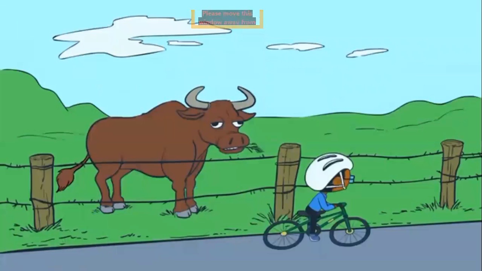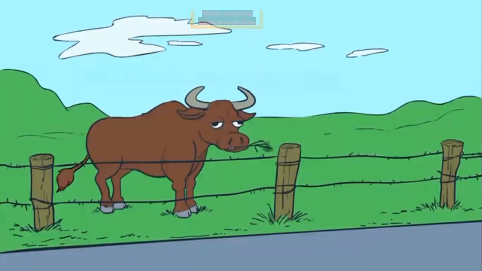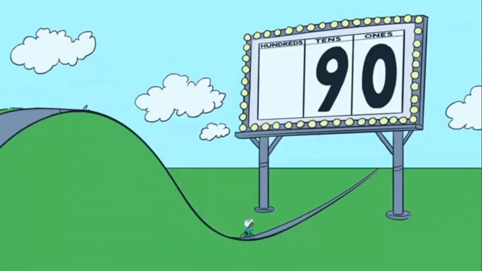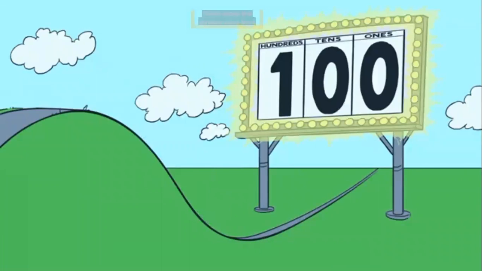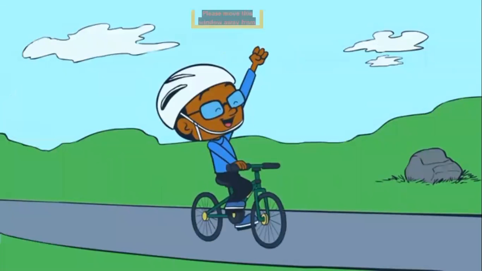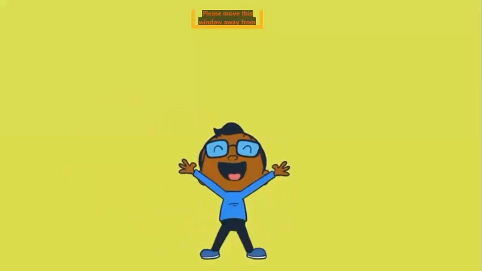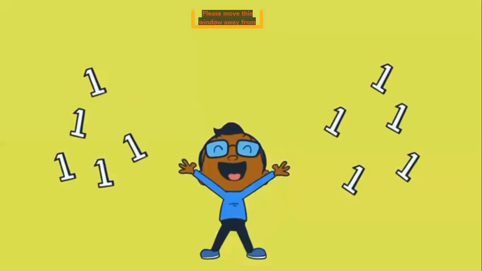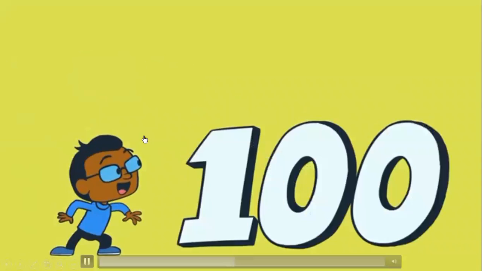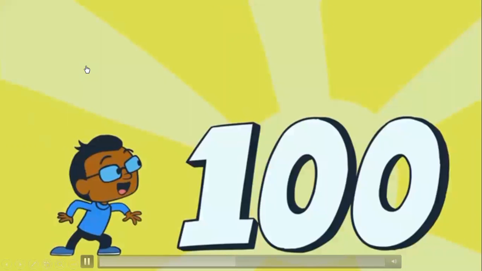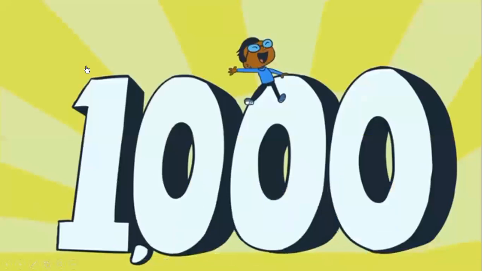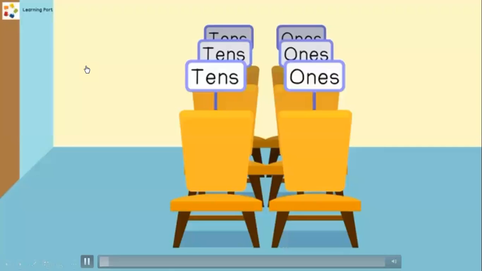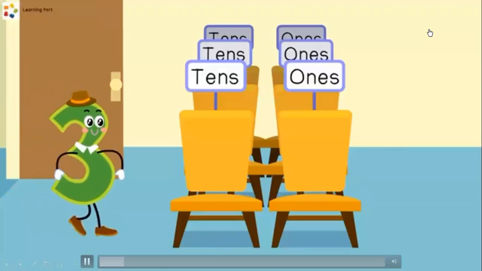The end of my trip was coming up ahead. I rode 10 more miles and reached 100. Then that little voice inside my head said, 10 ones make 10. 10 groups of 10 are 100. 10 hundreds make 1,000. 3 came strolling through the door.